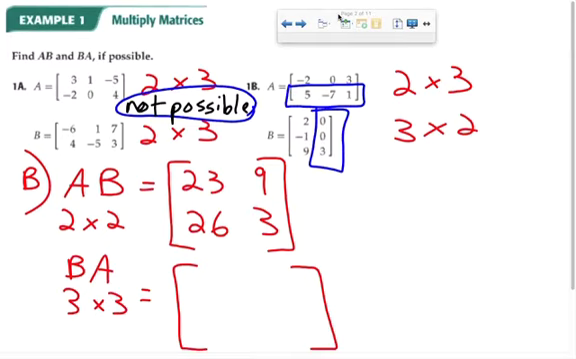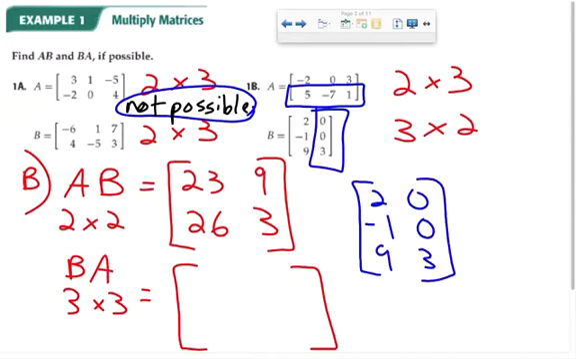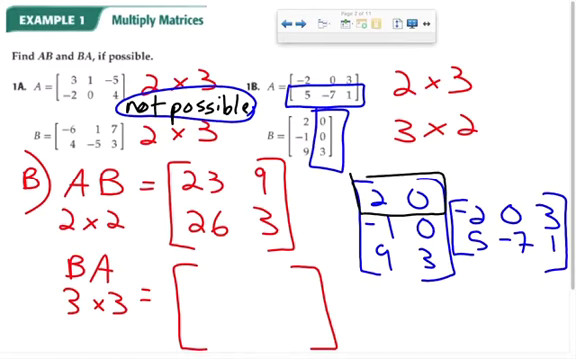So in the interest of being really clear, I'm going to write them in the order in which I'm multiplying them. So I'm multiplying 2, 0, negative 1, 0, 9, and 3 times negative 2, 0, 3, 5, negative 7, 1. I'm multiplying in this order. So again, I'm going to be multiplying what's in this box times what's in that one.